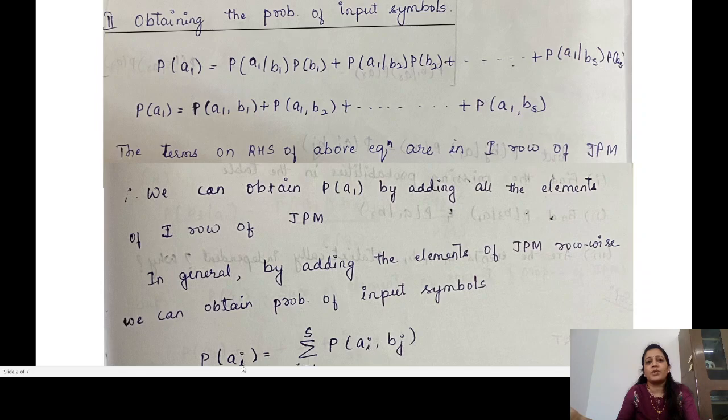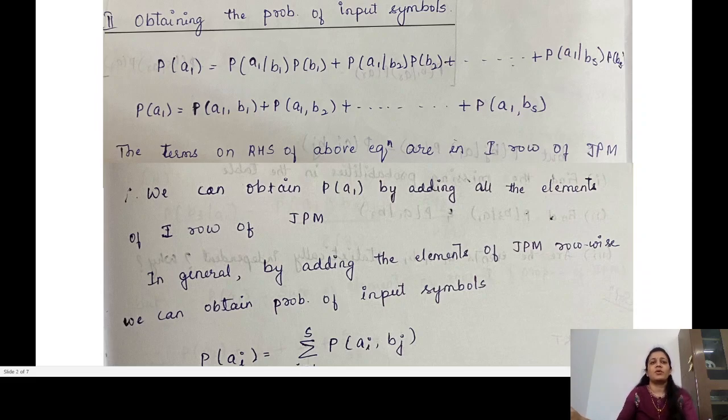If I am interested in the probability of A2, I will be considering P of A2 comma Bj, again where j varies between 1 to S. So the conclusion is that if I am interested in finding out the probability of the ith input symbol, add all the elements of the ith row in a joint probability matrix.